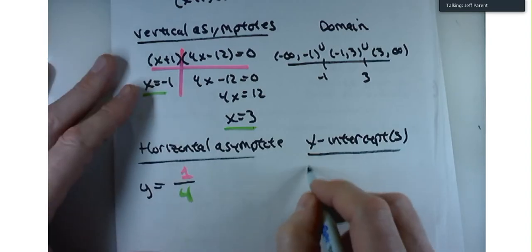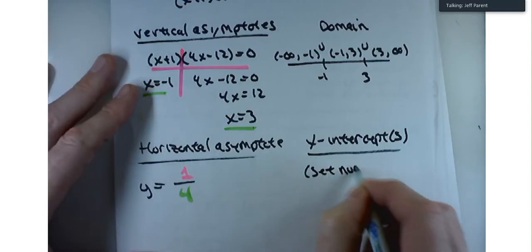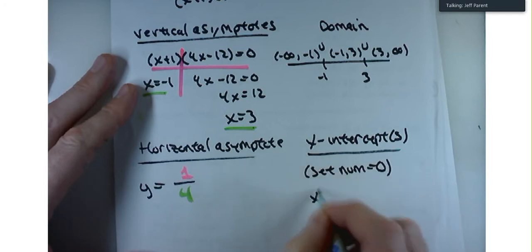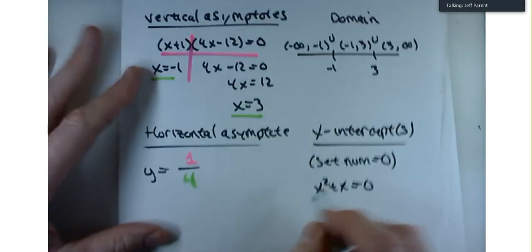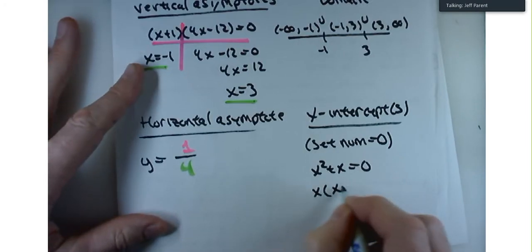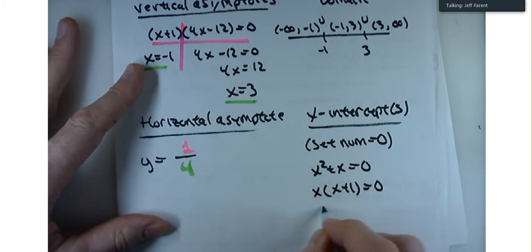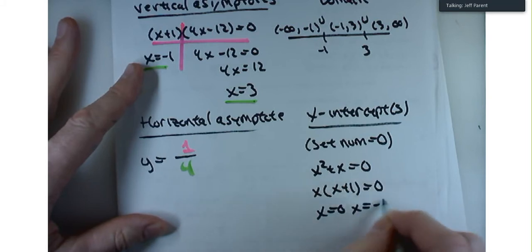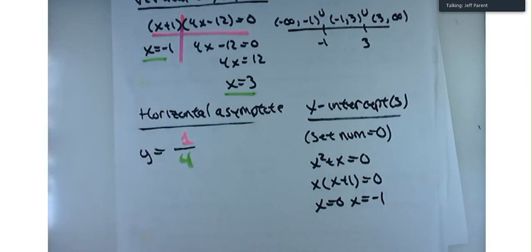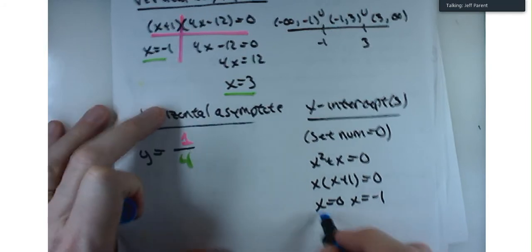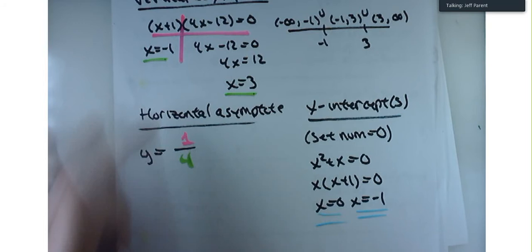So we'll set the numerator equal to 0. That's going to be x squared plus x equals 0. That's going to be x times (x plus 1). And I hope that you're good enough at this point you can just read off those two values, x equals 0 and x equals -1.